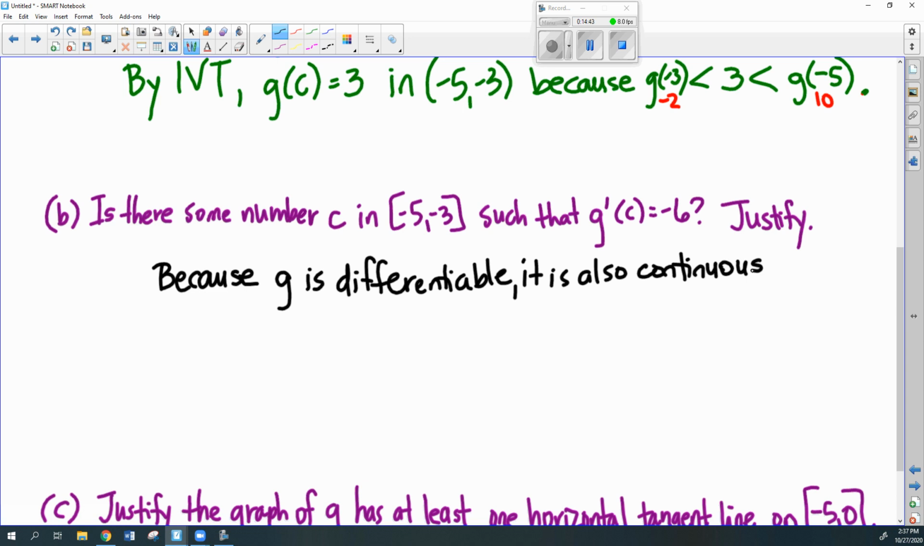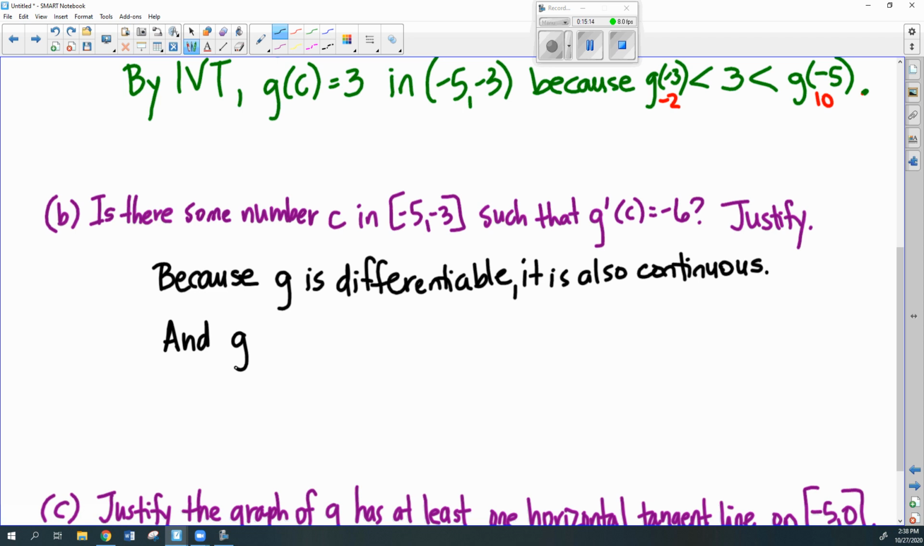All right, and you could go ahead and say, so MVT applies if you wanted to, but that's the most important part right now. And then you need to show at some point that you get a difference quotient that is in fact equal to -6, all right?